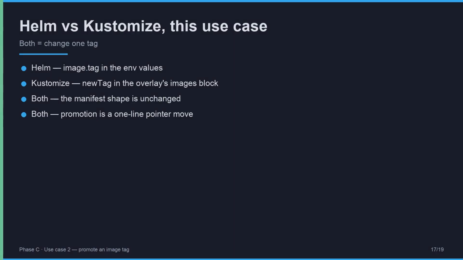Compare the two for this use case. Helm changes image.tag in the environment values file. Kustomize changes newTag in the overlay's images block. In both, the manifest shape is completely unchanged, only the tag moves. And in both, promotion is a one-line, reviewable pointer move. The discipline is, again, identical.